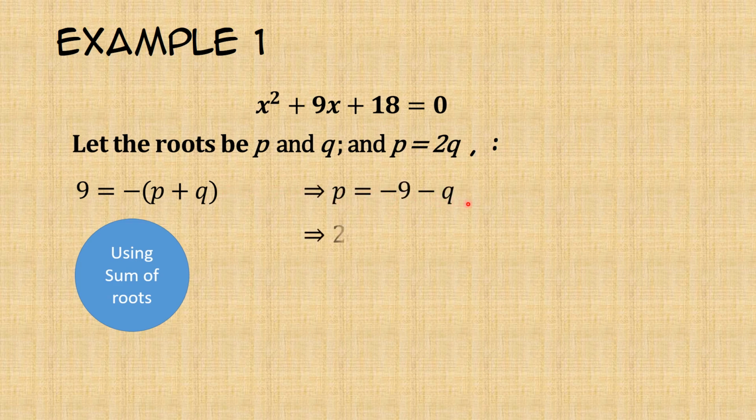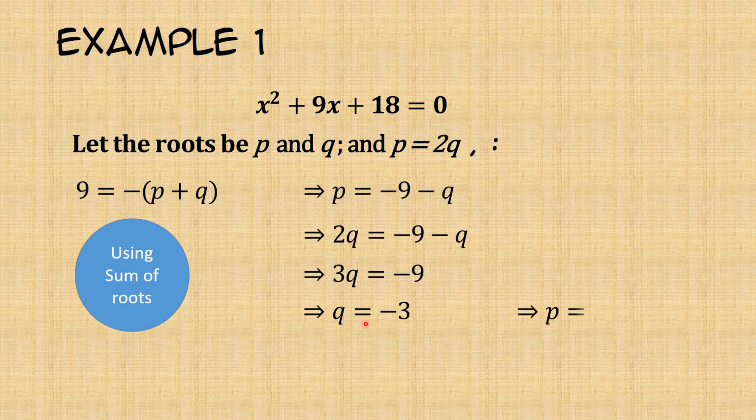We sub in that p is equal to 2q. We move the q over, so we get 3q equals negative 9, and then we divide through by 3, and we get q equals negative 3. Since p is equal to 2q, p is equal to 2 times negative 3, and p equals negative 6. So our roots are negative 6 and negative 3.